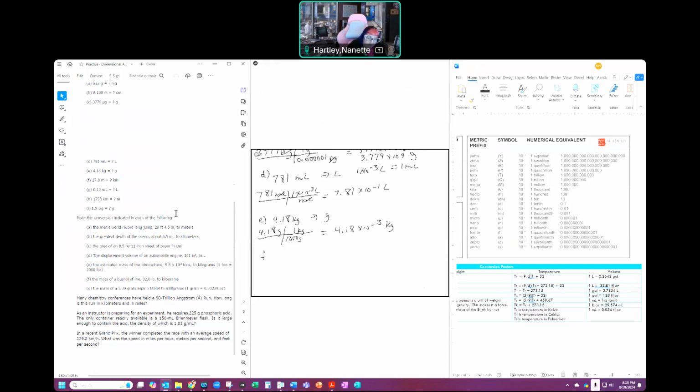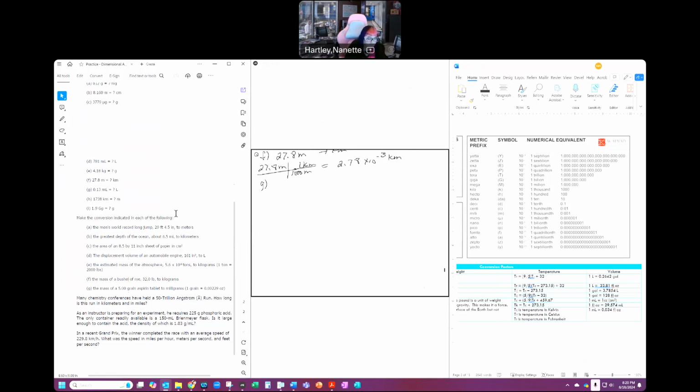Let's talk about number F. 27.8 meters. It's kilometers. 27.8 meters. There are 1,000 meters in a kilometer. So it's the same kind of setup as what we had before, but instead of doing grams per mile, we're doing meters. Okay, but it's the same conversion. So 2.78 times 10 to the minus 3 kilometers. That's F.